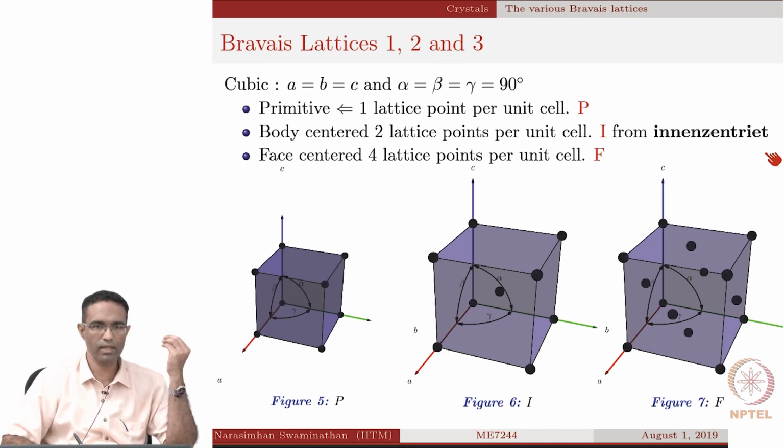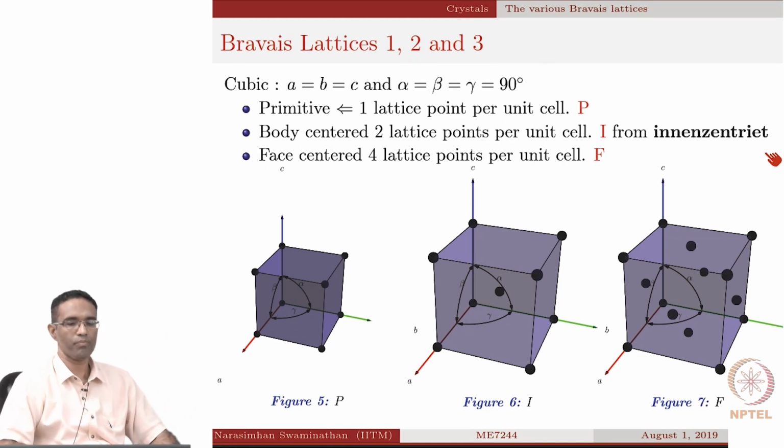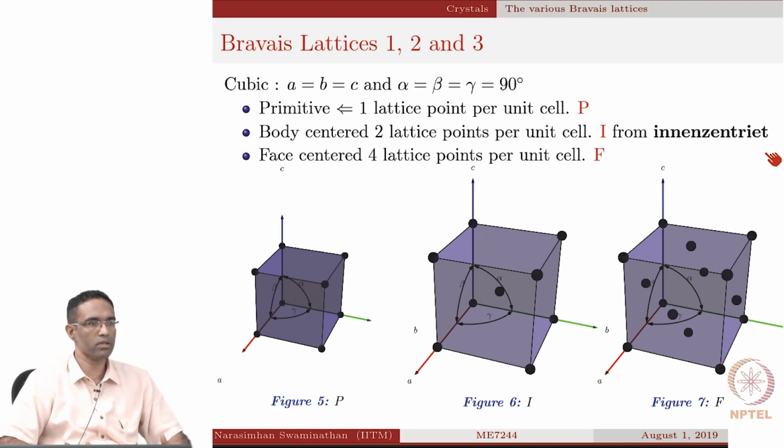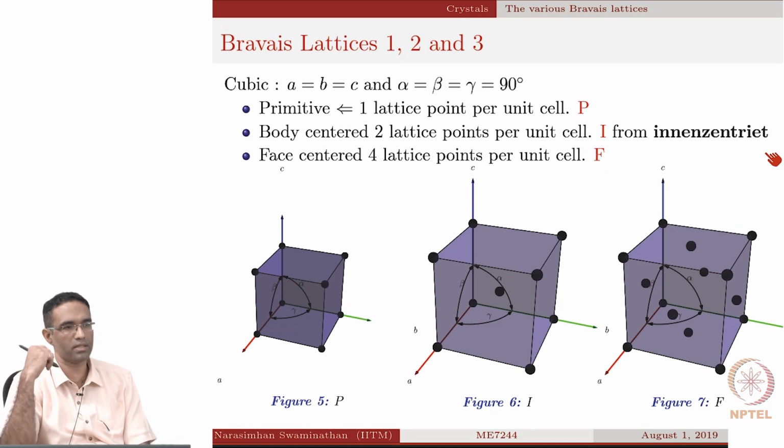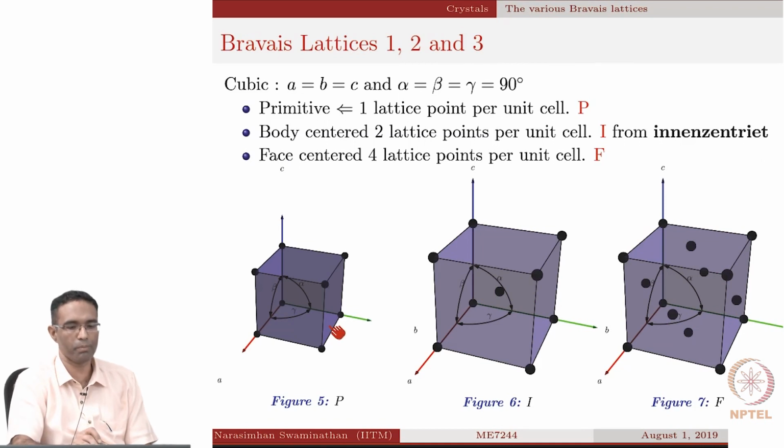How many Bravais lattices are there? There are 14 Bravais lattices, right? Now, these are extremely important because all our crystal structures are based off of these 14 Bravais lattices. So, the first Bravais lattices, Bravais lattice 1, 2 and 3 as I call it, they all will have ABC being equal, and the angles between them are 90 degrees. In these Bravais lattices, you have 3 different types. One is called primitive. We will come to the definition of primitive in just a bit.